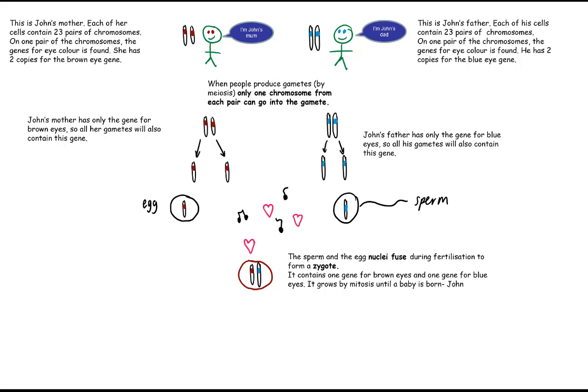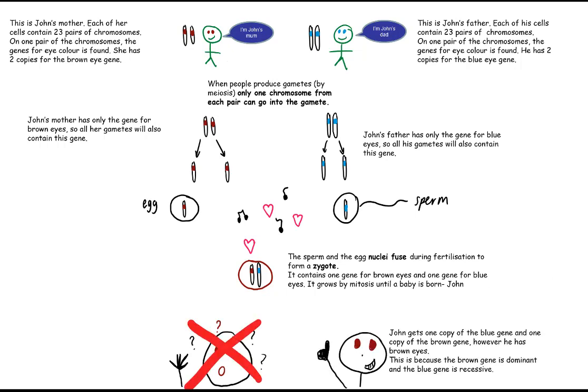But that's not what we're concerned about here. We want to know what colour John's eyes are. So he's got one copy for the brown eye gene and one copy for the blue eye gene. So that means he should have one brown eye and one blue eye? No, definitely not. He gets one copy of the blue gene and one copy of the brown gene, but he has brown eyes.